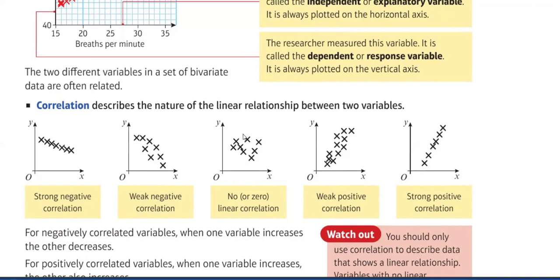In the third graph, we cannot see clear positive or negative, all mixed together. Therefore, we call it no linear correlation. These basic correlation types you have to know: strong negative, strong positive, weak negative, weak positive, and no linear correlation.